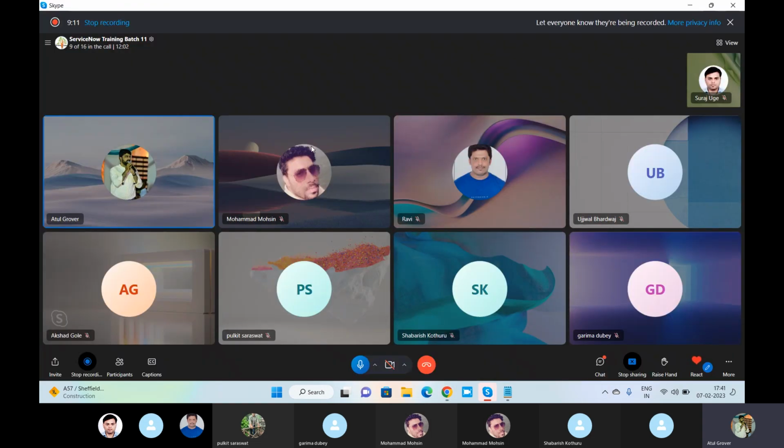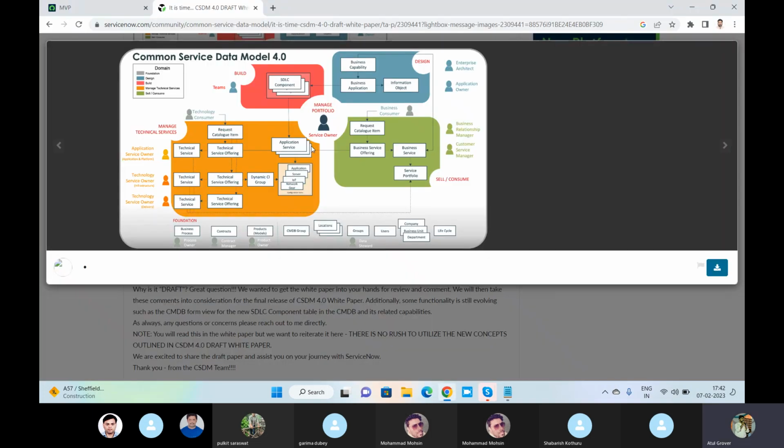I'm telling you specifically, Garima, Pulkit, Ujjwal, maybe for you guys it is a very new topic. It takes time to understand, but for Mohsin, Ravi, Suraj, Akshad, who are already in the industry for a long time, you have to put in a little effort to understand these concepts, guys. It is important from the consulting part.